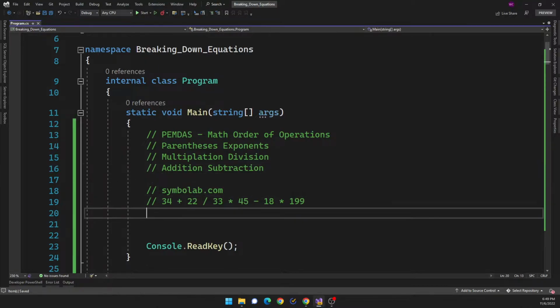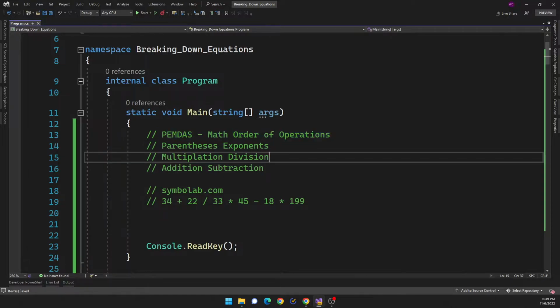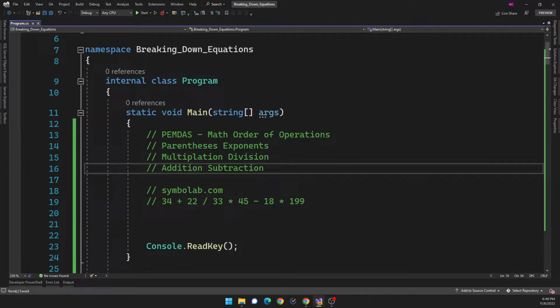So in order to do this, I'm going to follow our mathematical order of operations, which is PEMDAS. PEMDAS stands for parentheses, exponents, multiplication, division, addition, and subtraction. This is the order that you follow when performing your math operations to make sure you get the right results. If you perform these out of order, you're going to get a different answer.